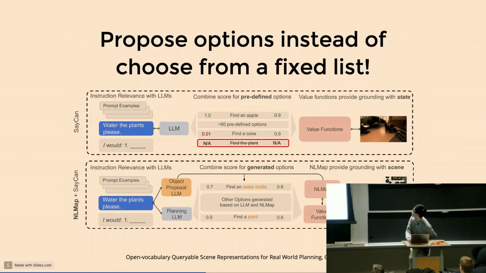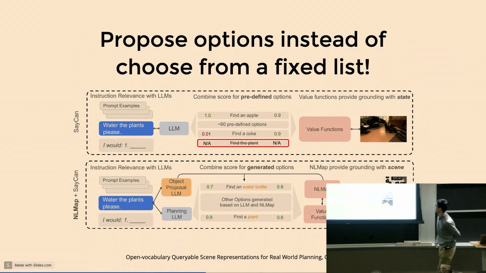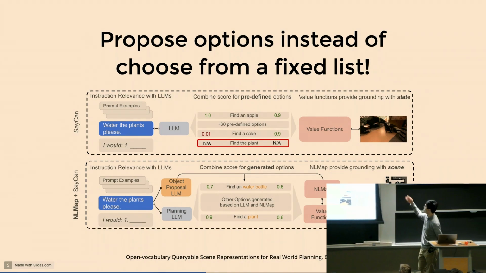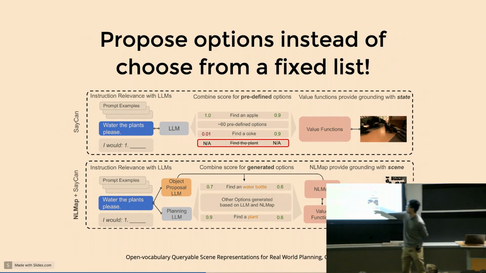So this is what it looks like. This is vanilla SayCan, and this is NLMap. Instead, you use your map as a tool, use your vision model as a tool, and you actively propose executable options with large language models.